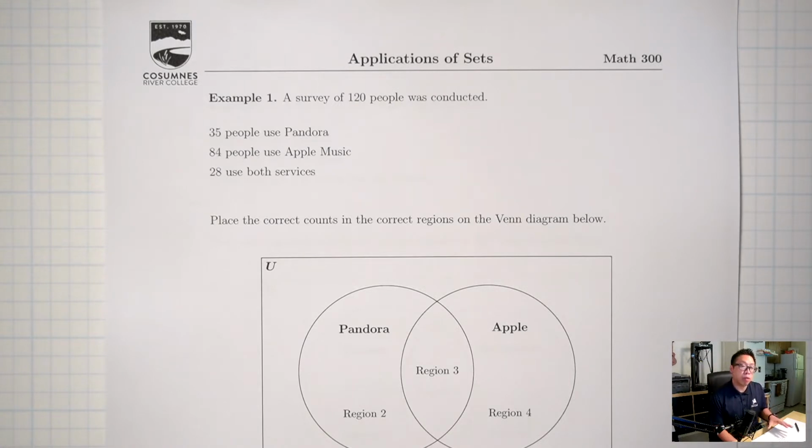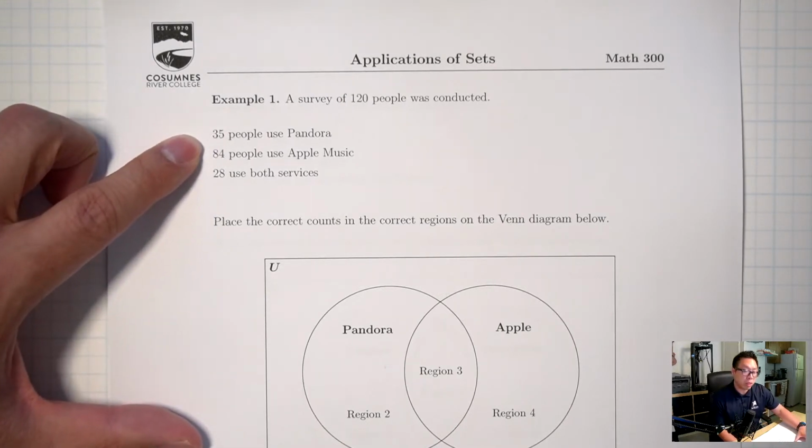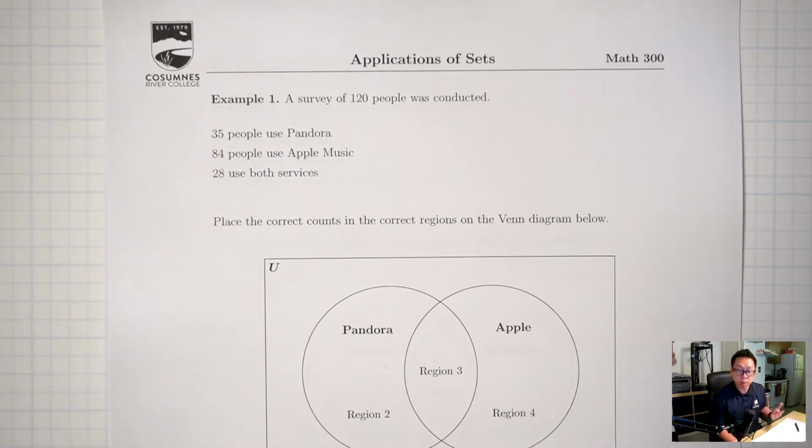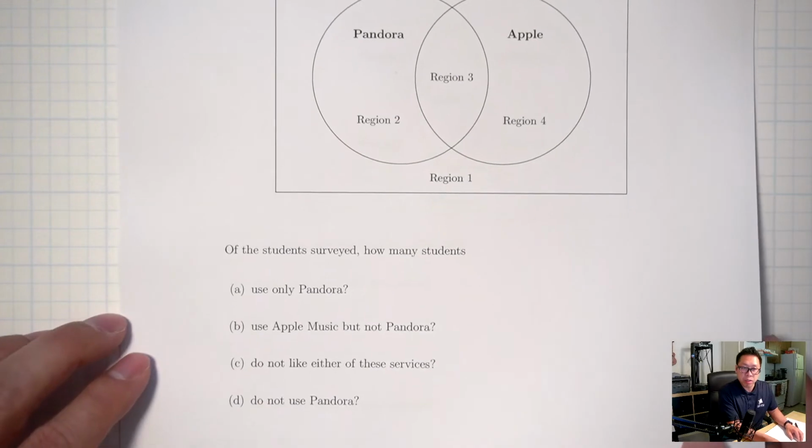I'm going to jump into this first example. A survey of 120 people was conducted. 35 people used Pandora, 84 people used Apple Music, and 28 people used both services. Let me jump to the end here and see what types of questions we're trying to answer.